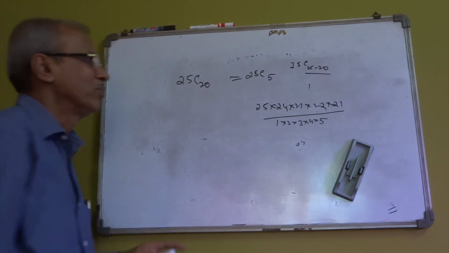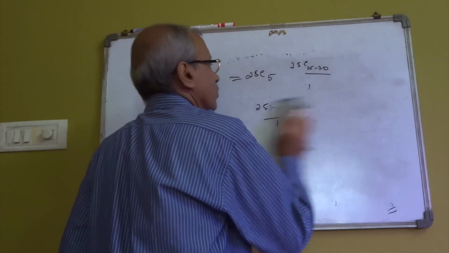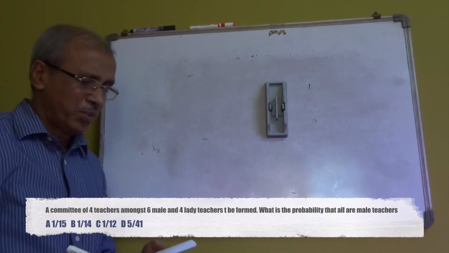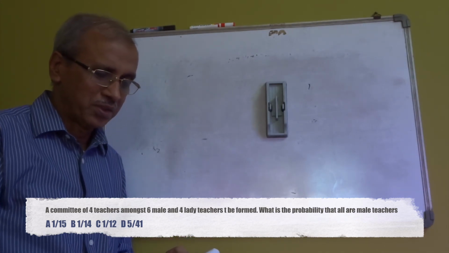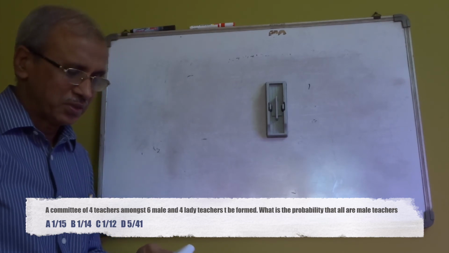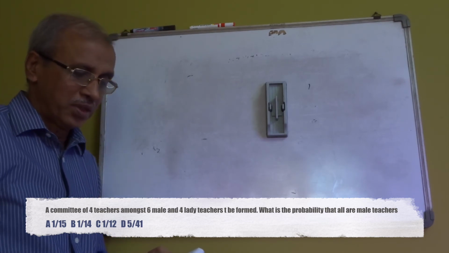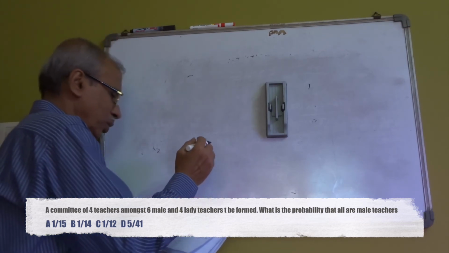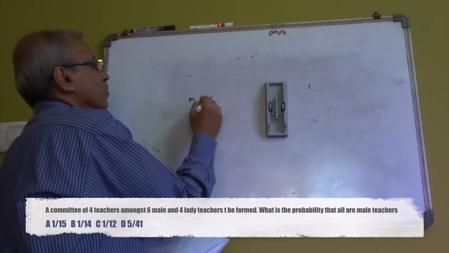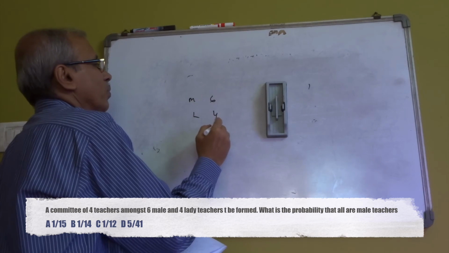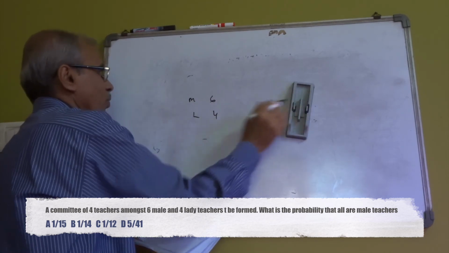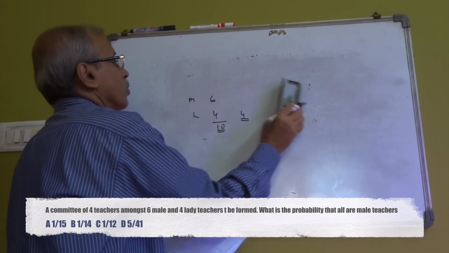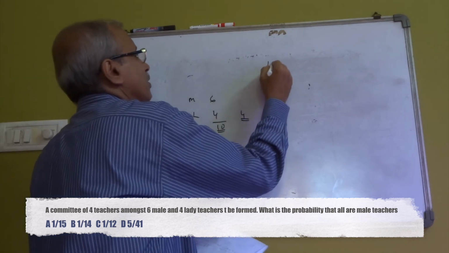Let us see one problem. A committee of 4 teachers has to be made from 6 male teachers and 4 lady teachers. What is the probability that all are male members? Total 6 male, lady teachers 4. You have to make a committee of 4. Total 10. So the total possibility is 10C4.